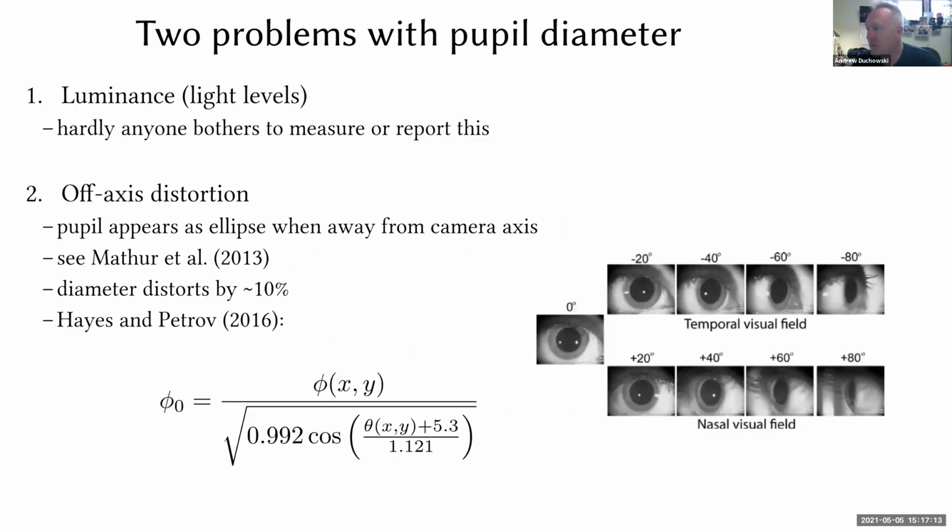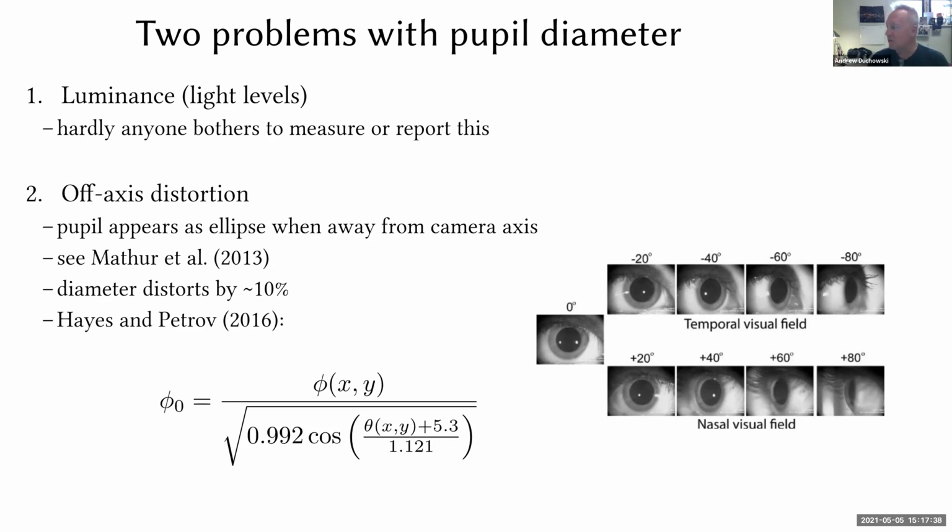All right, so 2 key problems with pupil diameter, of course, luminance. And so Pacikovic addressed this by looking at different screen backgrounds, gray versus white. But a lot of people don't bother even measuring, taking a light meter to the screen and telling us what the luminance is. And so I think they ought to.